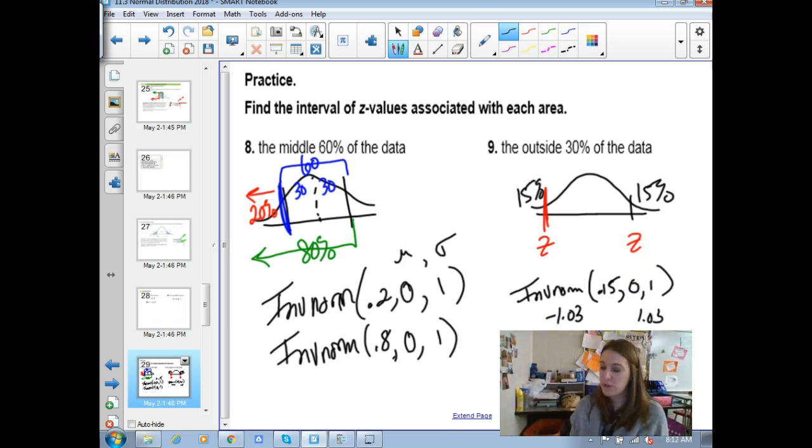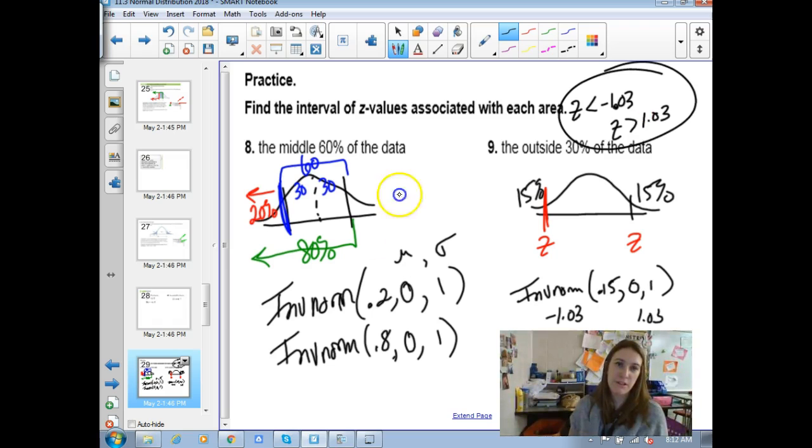Oh, and you know what? They want me to write an interval. I keep screwing that up. So this interval, you could do a union if you want. For most people, they just say z less than negative 1.03 and z greater than positive 1.03. So down in this interval here, it would have been z between negative 0.84 and 0.84. So negative 0.84 less than z less than 0.84.